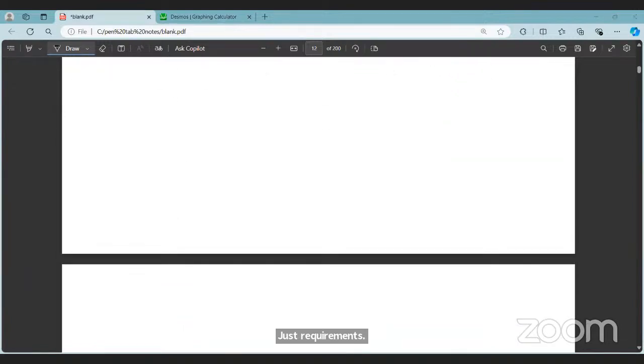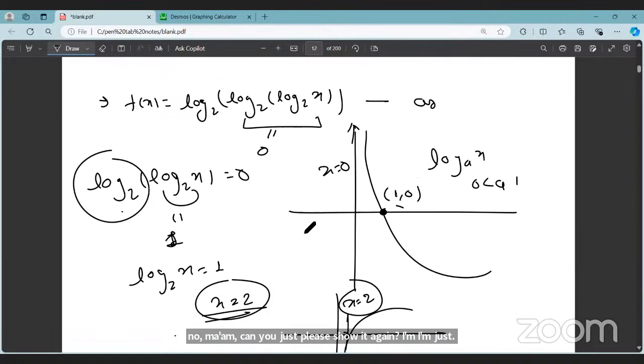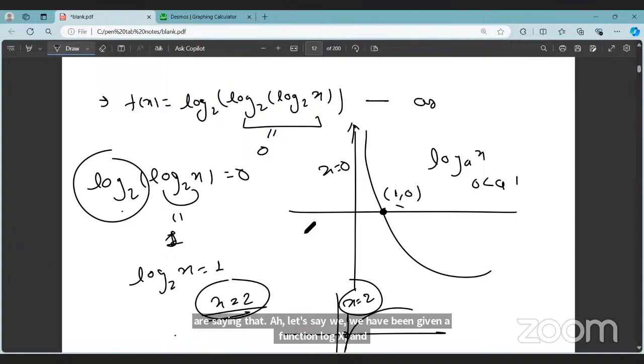Now it's clear? No, ma'am. Ma'am, can you please show it again? Ma'am, I have some doubts regarding that. Let's say we have been given a function log x, and we say that as x approaches 0, the graph will show asymptotic behavior. This is what we know, ma'am.